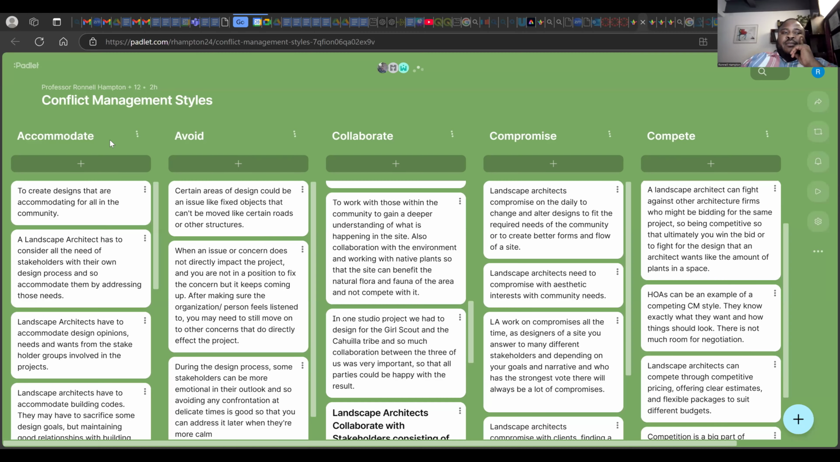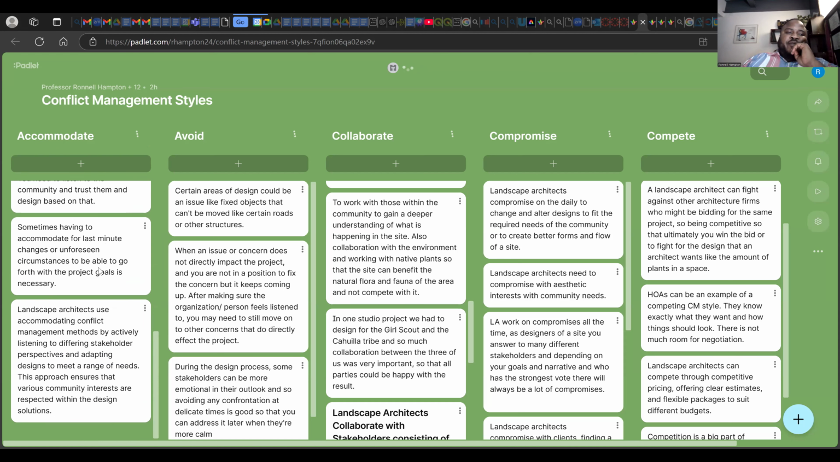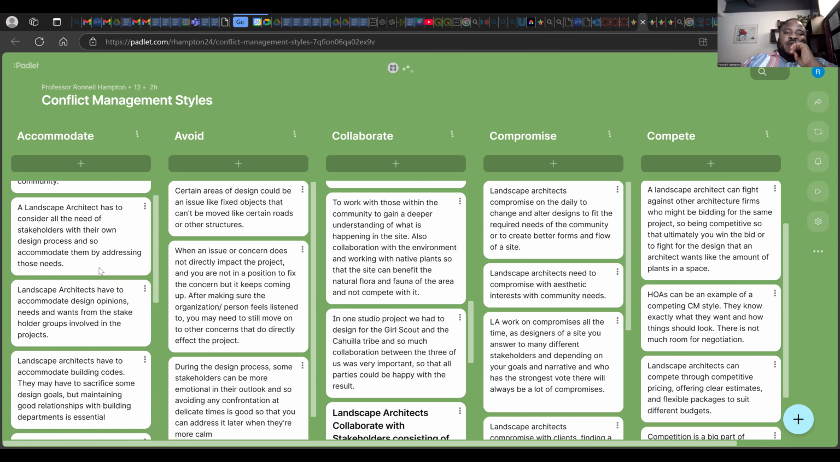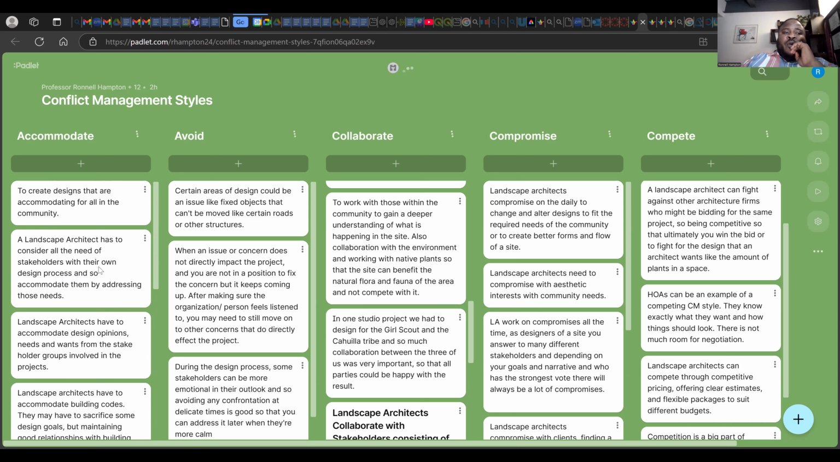All right, so we got some really great responses on here. Who wants to go ahead and jump in and read some of these responses on accommodate? I'll go ahead and read the first one, but folks get ready to volunteer for some of these other ones. We'll pick about four from each section. You could jump in and read yours or one that interests you.